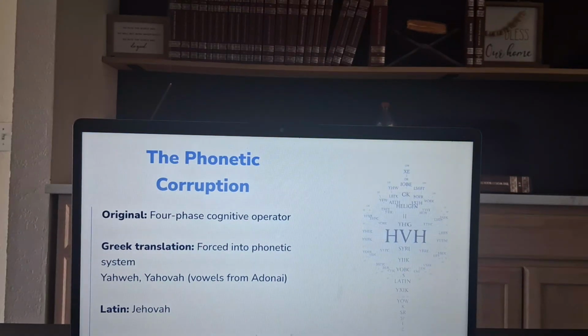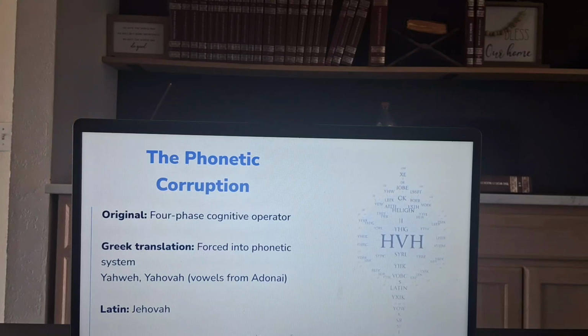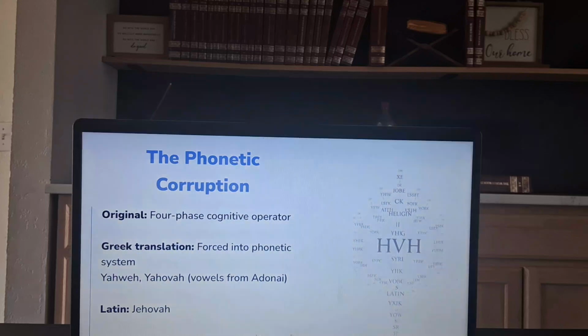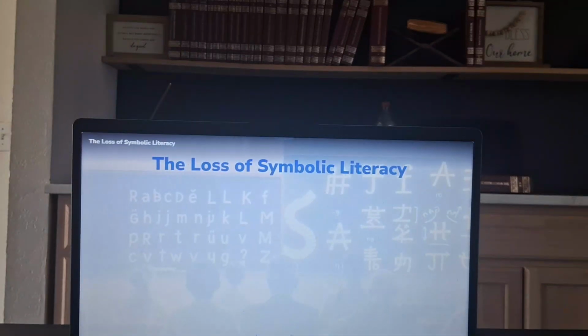Greek translators forced it into a phonetic system, inserting vowels from Adonai, producing hybrid forms like Yahweh and Yehovah. Latin scribes later created Jehovah. These are linguistic artifacts, not authentic representations. Hall's framework clarifies the deeper issue.